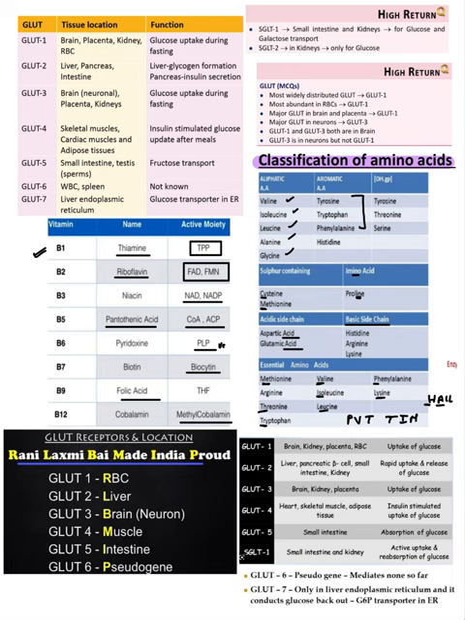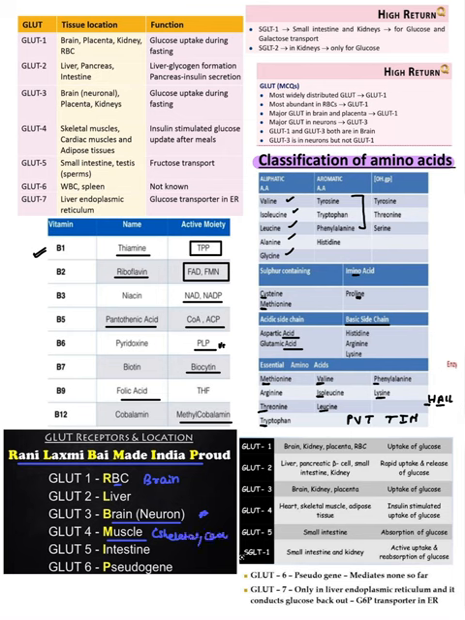See, the mnemonic is, guys, Rani Lakshmi Bai made India proud. Everyone knows her. She made India proud. So how can you use it? One is for RBC, and B, you can remember, guys, it's also in brain. Remember like this. Then, guys, L, liver. So it's there in liver. Then this is in brain, that is neuron. M is skeletal muscle, cardiac muscle, and adipose tissue, guys, that is important.